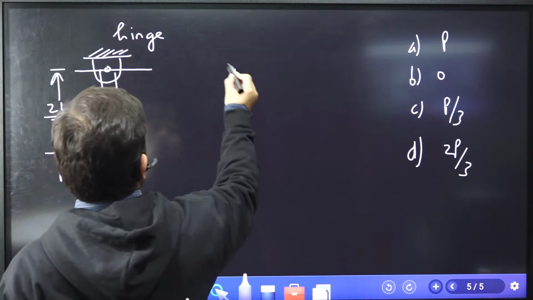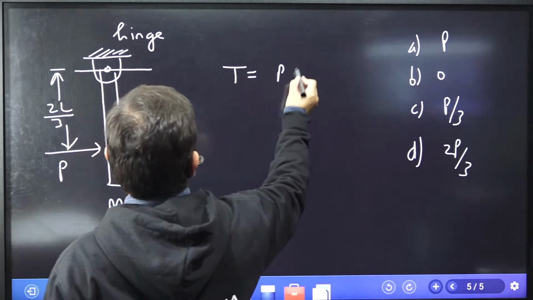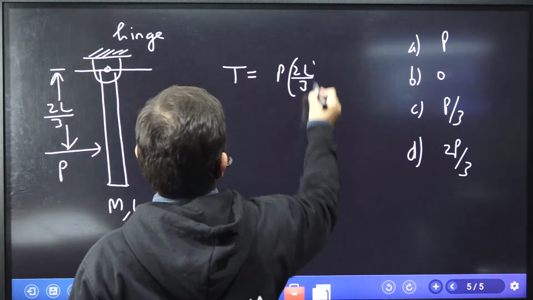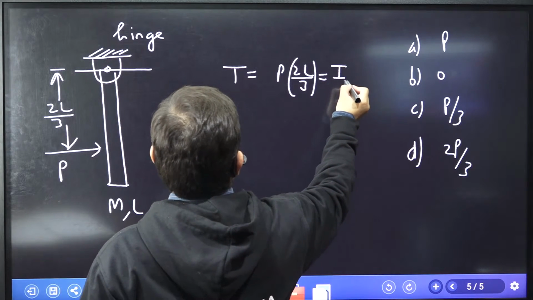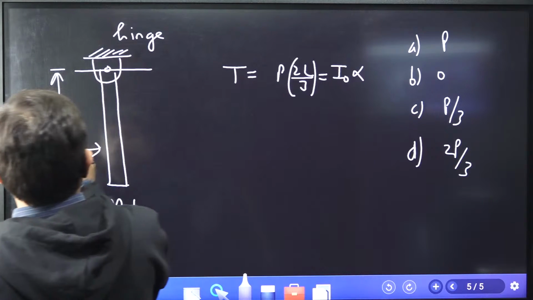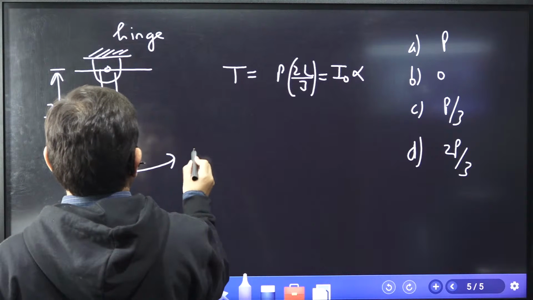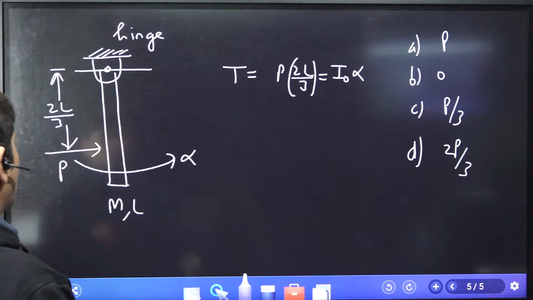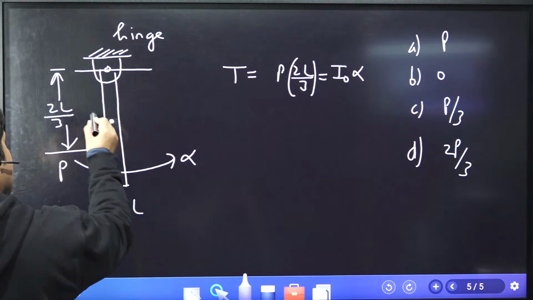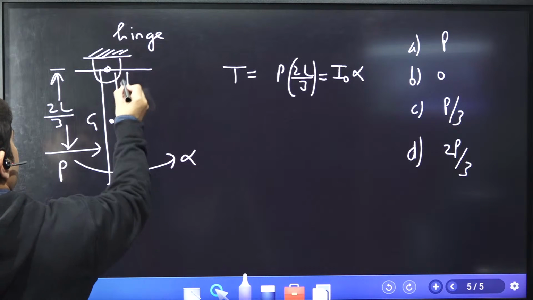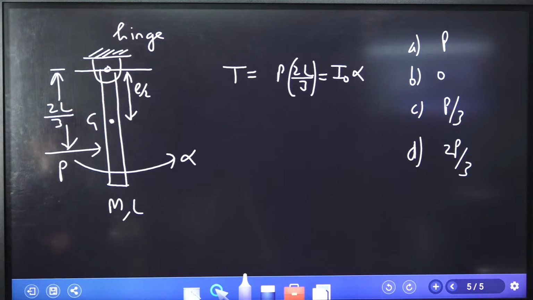Yes. What is the torque? Sir, torque is P into 2L by 3. But what is the torque? I naught into alpha. Can you find out what is the alpha? Yes, sir. Alpha I can find out. Where is the center of mass? This is the center of mass. At what distance? L/2 distance. So everywhere angular acceleration is going to be same.